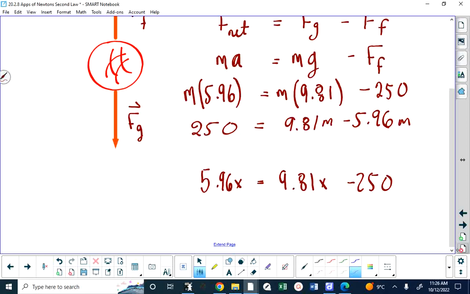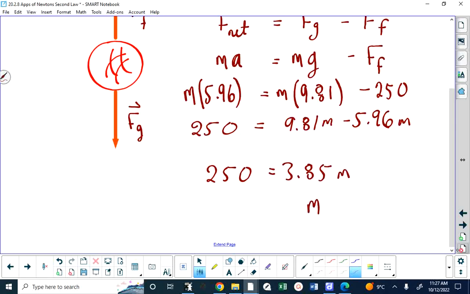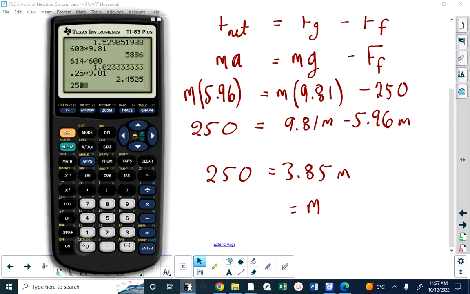9.81 minus 5.96 is found by subtracting those numbers. So I'm going to take 9.81 minus 5.96. I want to say 4.85 when I subtract those numbers. 3.85? Okay. So I get 250 equals 3.85m. I can divide both sides by 3.85 and get the mass. So about 65 kilograms.